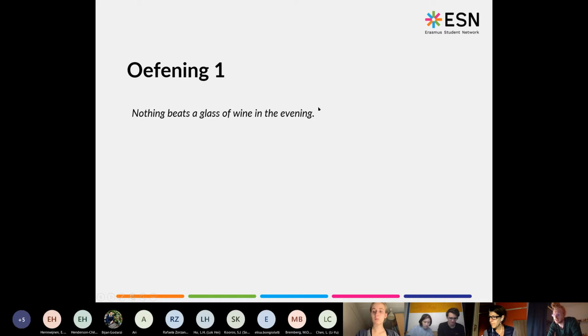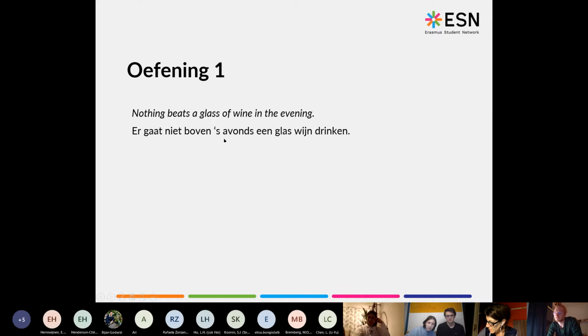So, nothing beats a glass of wine in the evening. Beats here is in a specific context, like it's better than, I guess. And in Dutch you would translate this as gaat niets, and it should be an S, boven een... Either gaat niets boven 's avonds een glas wijn drinken, or gaat niets boven een glas wijn in de avond. The latter is more in line with the English translation, and I guess more standard, more how you would say that in Dutch. Gaat niets boven een glas wijn in de avond, ja.